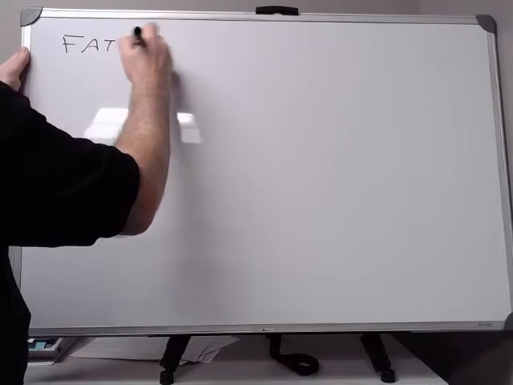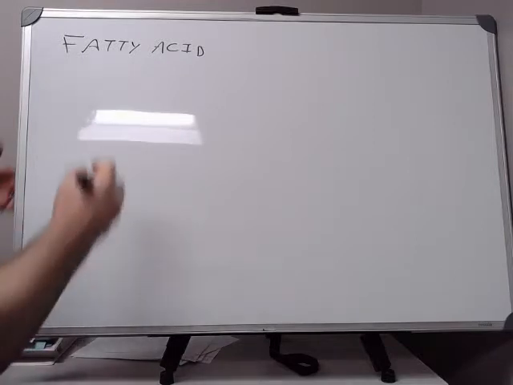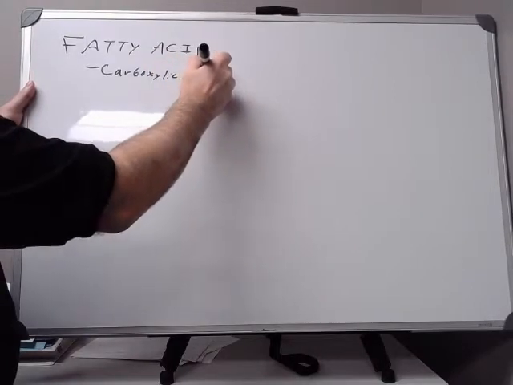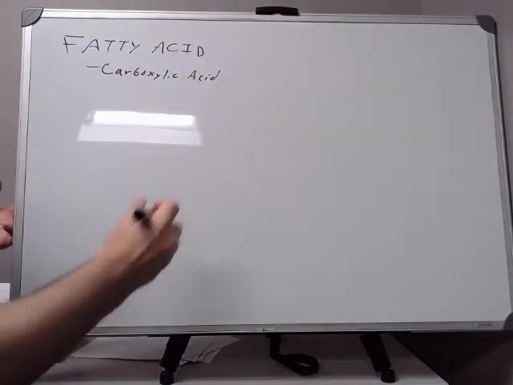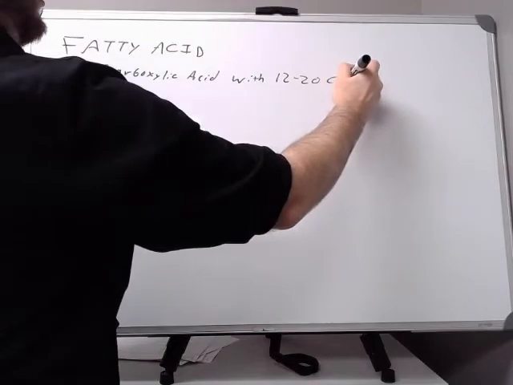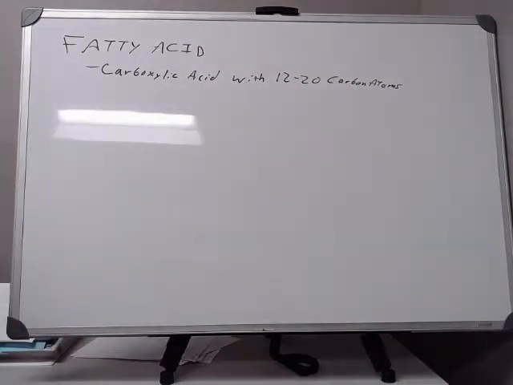Alright, in this video we're going to begin talking about lipids. Specifically, in this first video we'll be discussing a type of lipid called a fatty acid. And so, a fatty acid is just a carboxylic acid with somewhere between 12 to 20 carbon atoms. And so that makes these much larger than typical carboxylic acids you've seen before in class.